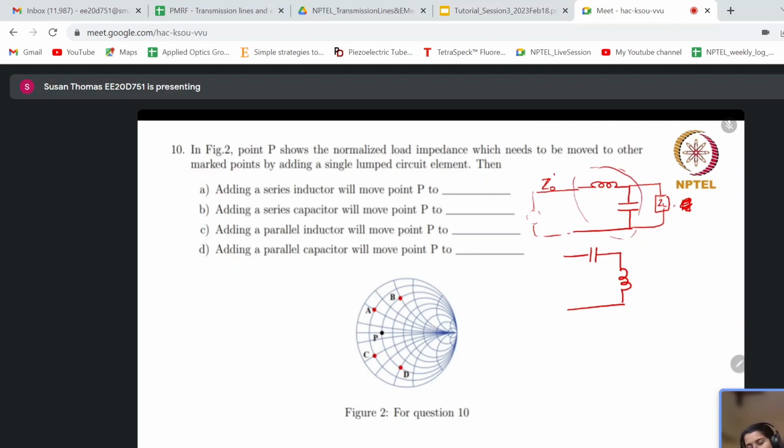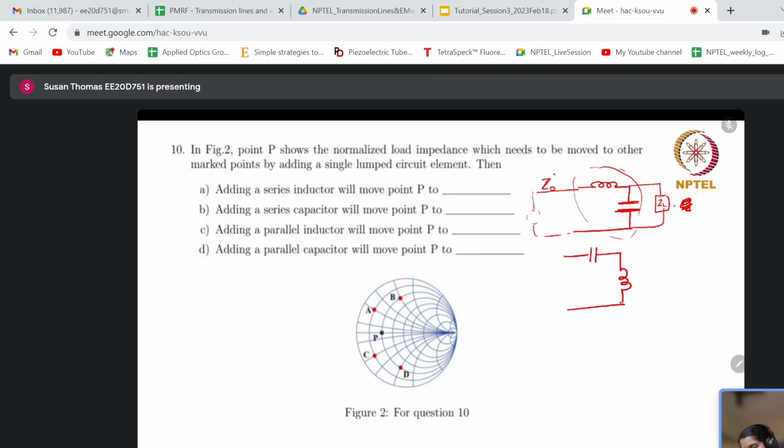Or it could be CL. So here you have a parallel capacitor and a series inductor. Here you have a parallel inductor and a series capacitance. So we need to understand what each means. Let's try to understand each of them. This question will help to understand this.